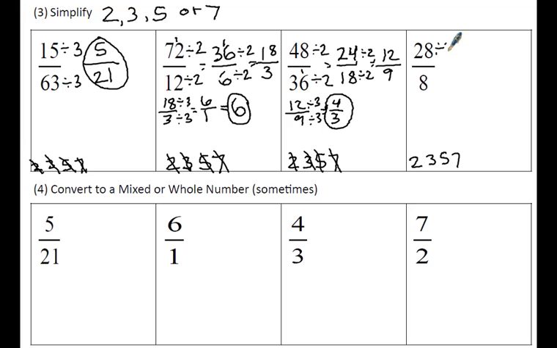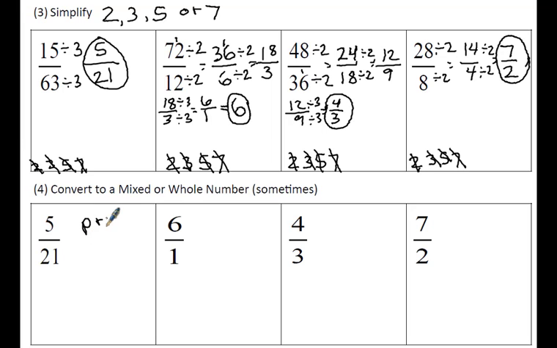28 and 8, I see that these are even, so I'm going to divide by 2. And I see that 28 and 8 could be divided by 4. So I could have divided by 4 to get 7/2 instead of dividing the numerator and denominator by 2 twice. And I know this is simplified because none of those numbers go into 7 and 2 again.